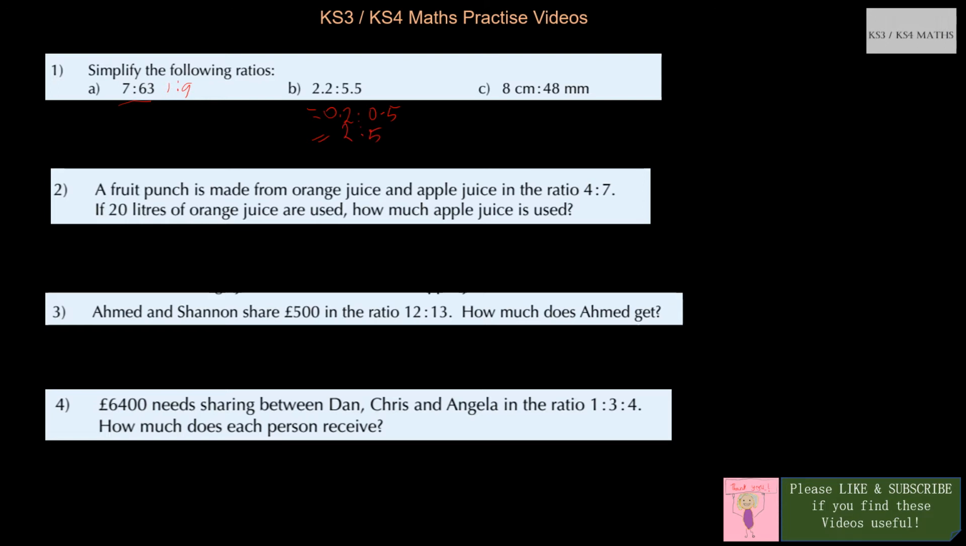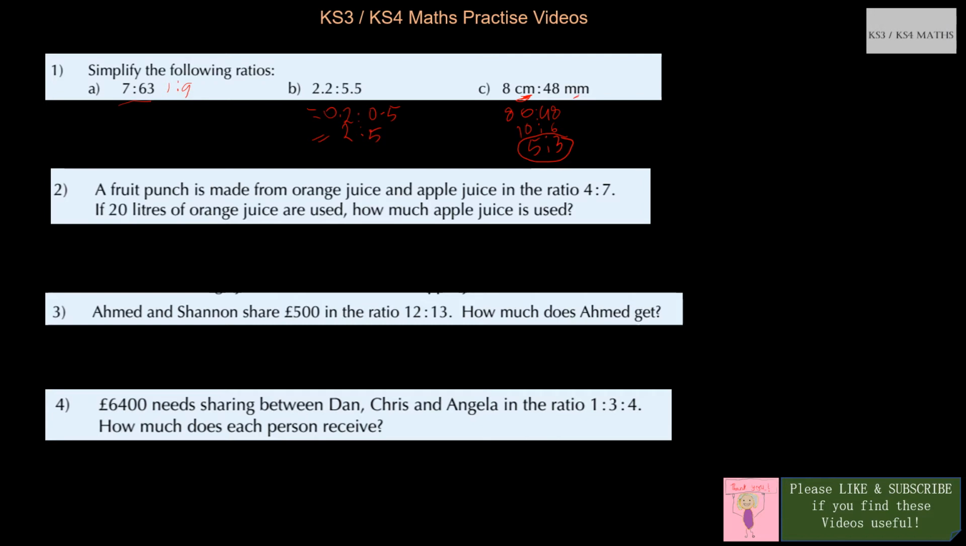Okay, the third one is 8 centimeters is to 48 millimeters. So I have to convert the centimeters into millimeters, or I could do it the other way around as well, but I will convert centimeters into millimeters, so it would be 80 is to 48. So 8 times 10 is 80, 8 times 6 is 48, then 2 times 5 is 10, and 2 times 3 is 6. So the final answer is 5 is to 3.